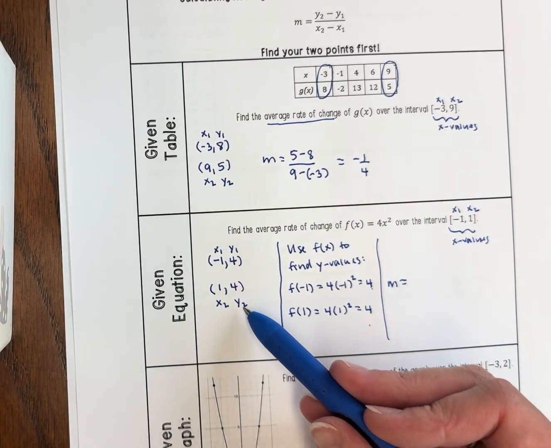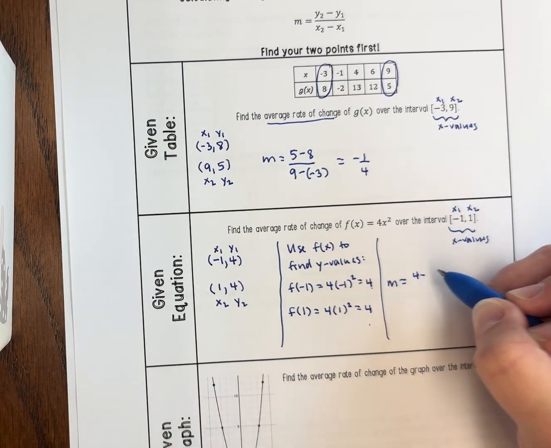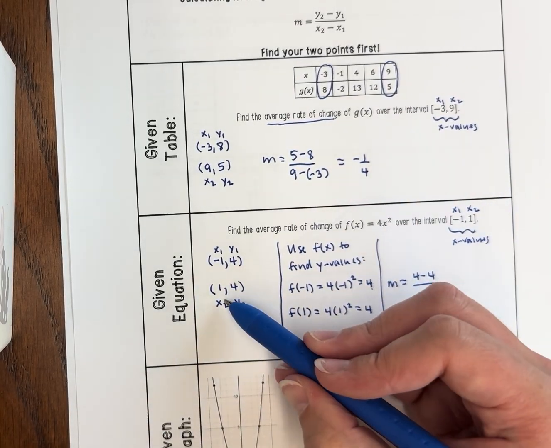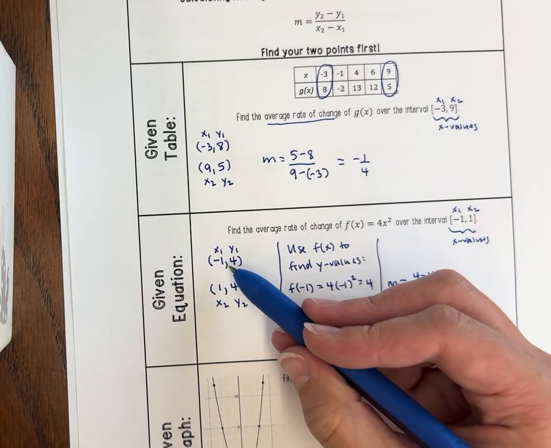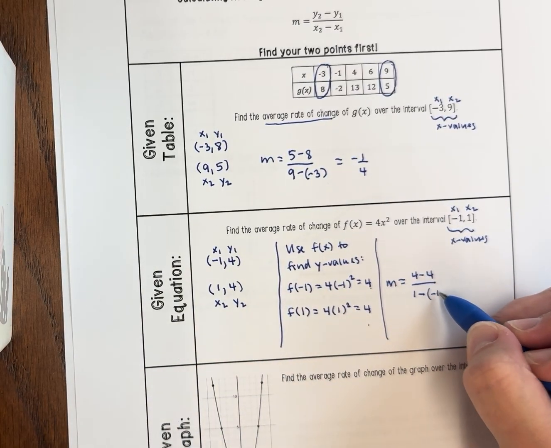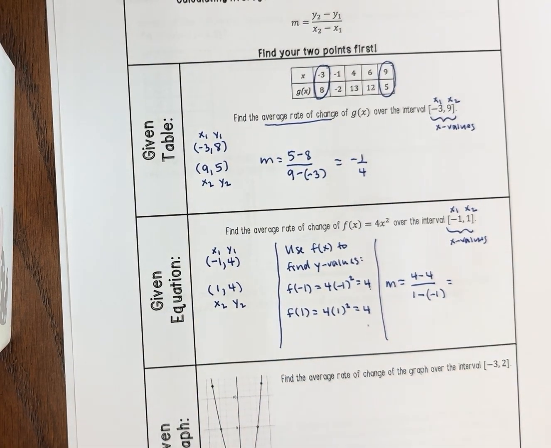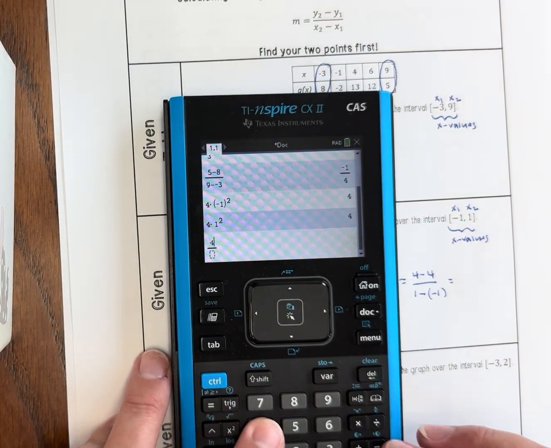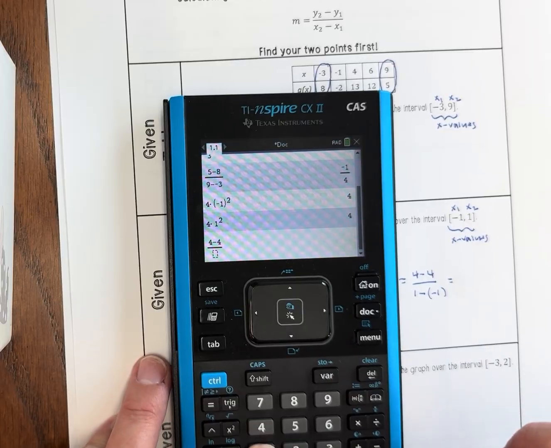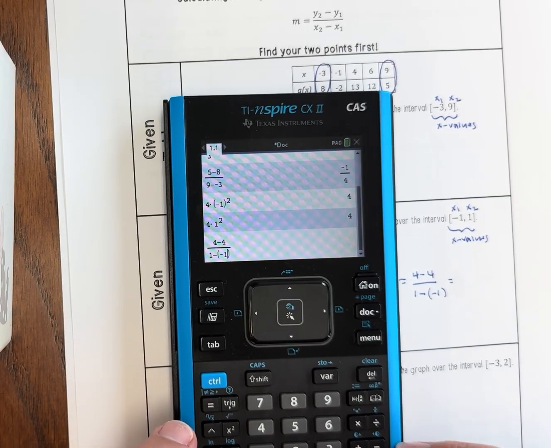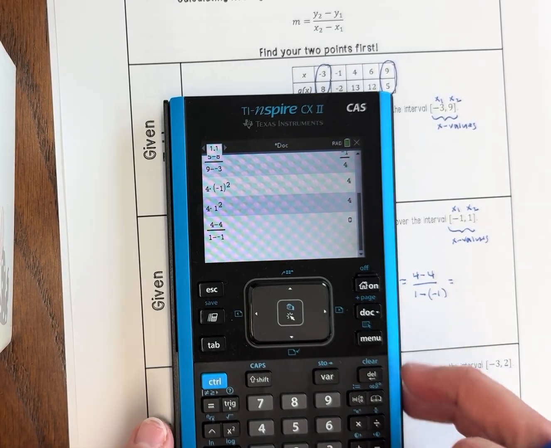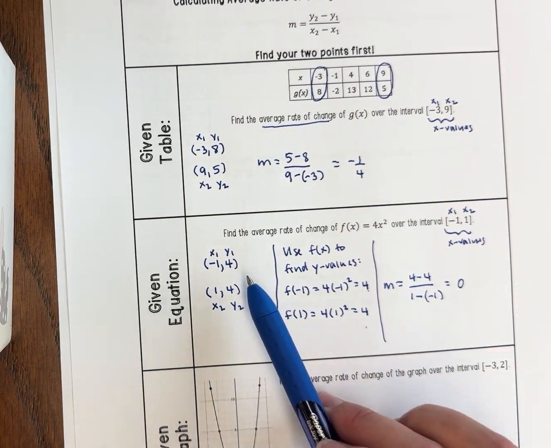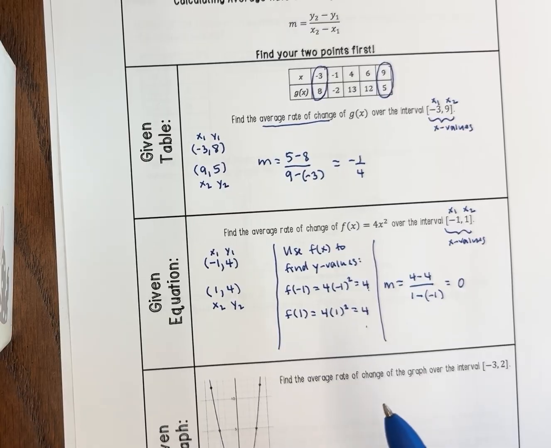So you're going to do y2, which is 4, minus y1, which happens to also be 4, over x2, which is 1, minus x1, which is -1. The 4 minus 4 on the top is going to give you 0, so your whole answer is going to be 0. You could type this into your calculator if you really wanted to, but it's just going to tell you 0. So that means when you go from this point to this point, there's like no change in the y value.